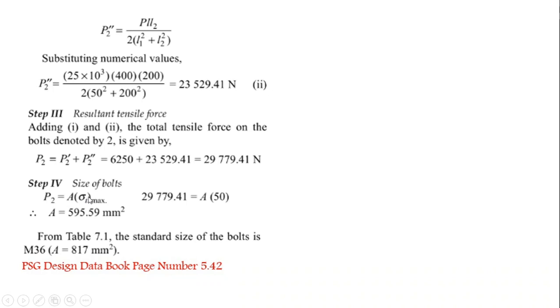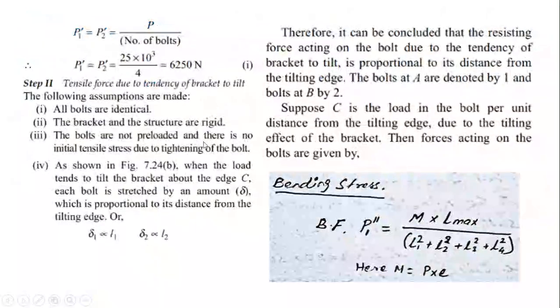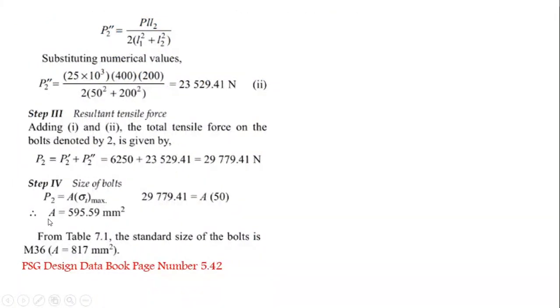You will apply the value P2 we know and the maximum permissible tensile stress is 15 Newton per millimeter square, and resolve this equation. You will get the area of this bolt core diameter. Okay, from this table in the PSG design data book, page number 5.42, what is the area? 595.59. Okay, we will see in the table.